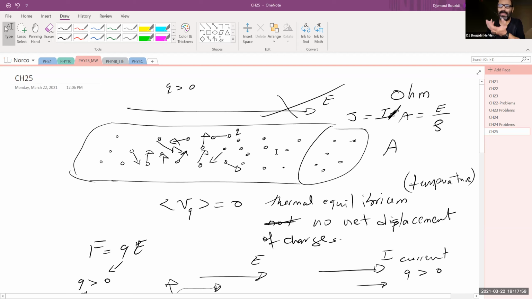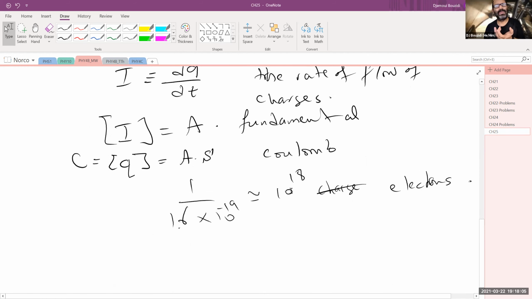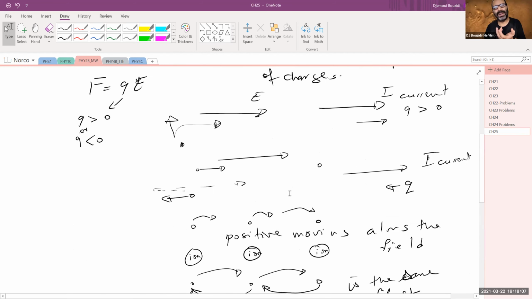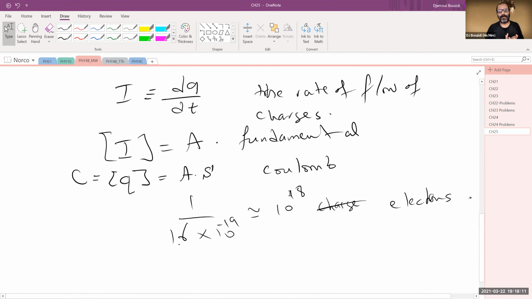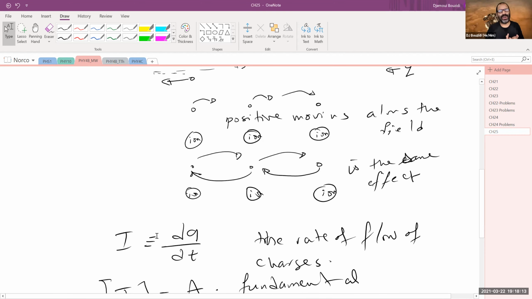I know the picture we draw probably has not even 20 electrons in it, so it's not even close to picturing this thing, but that is basically the model that we're going with. So in other words, this is basically what we're saying here. That is the definition of the current.